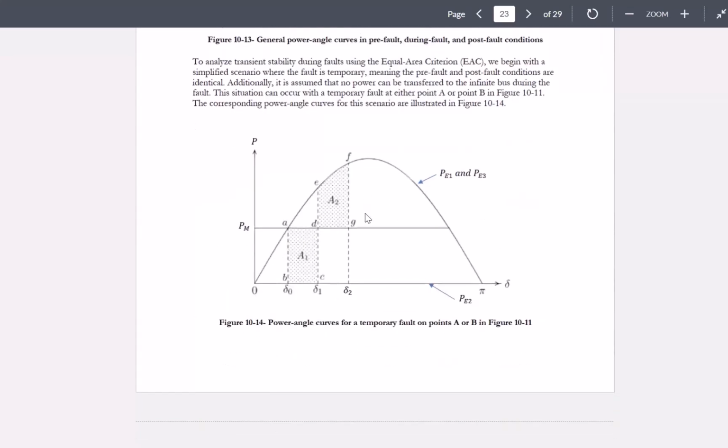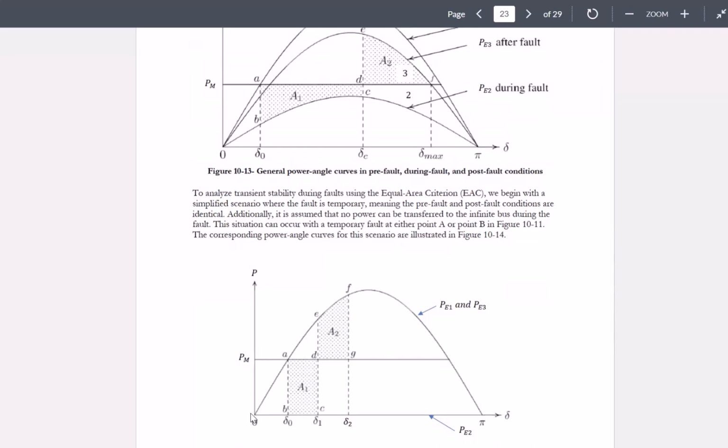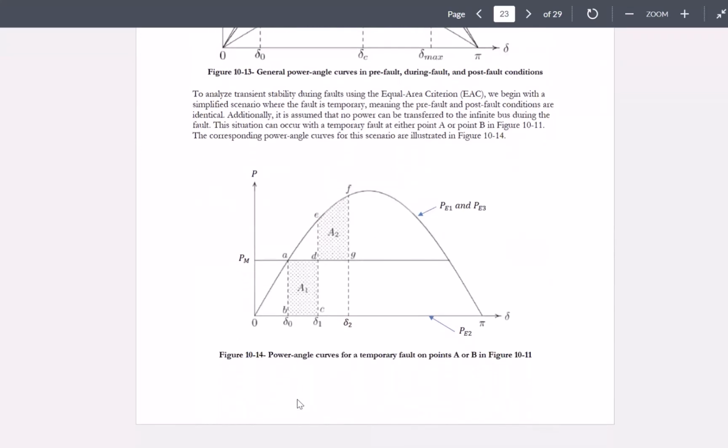If the fault is temporary, then this means that PE1 and PE3 would be overlapping, okay? If PE2 is 0, this would be the curve associated with PE2, which is going to happen when X2 is infinite. When X2 is infinite, then PE2 would be falling on this line. It won't be a curve anymore, okay?